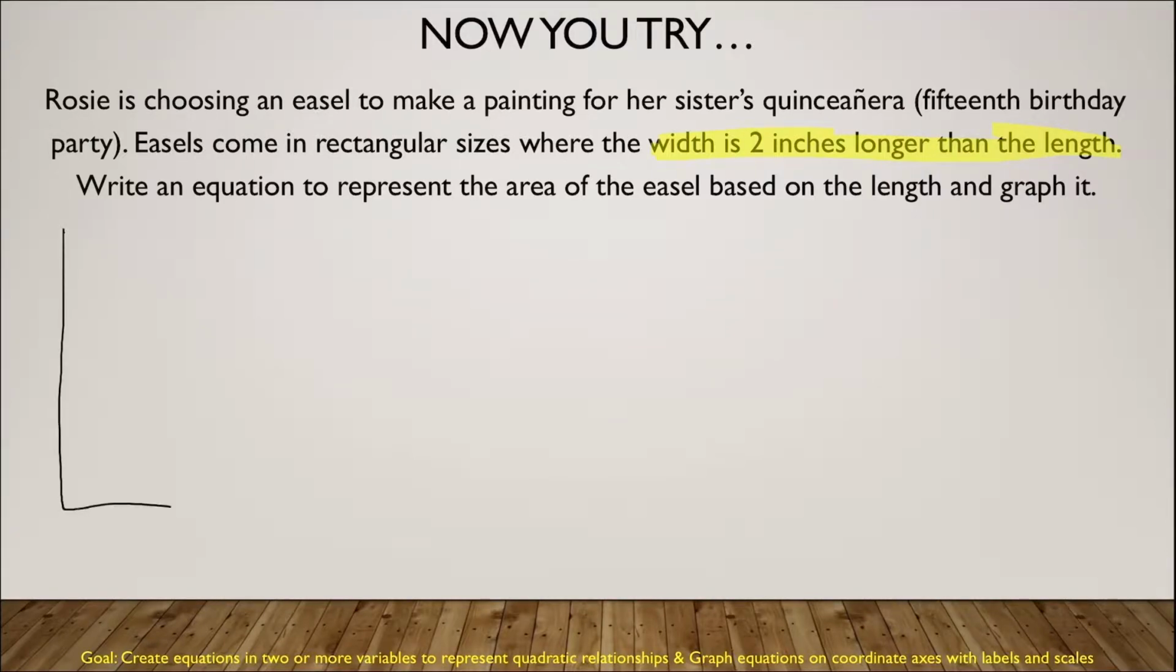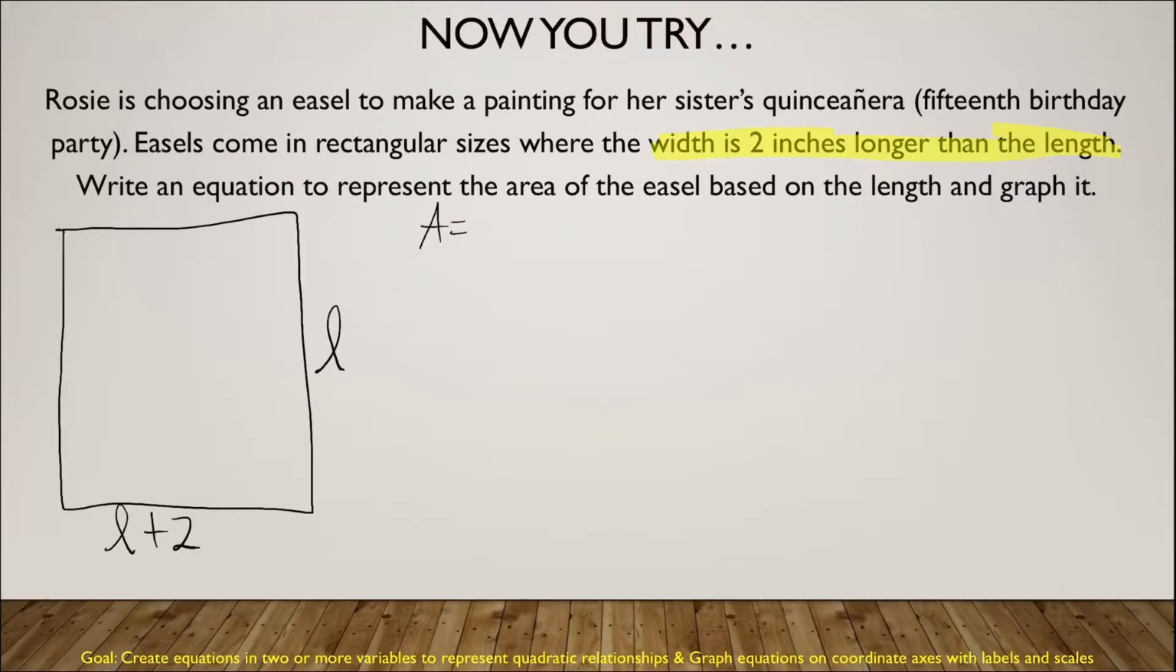So really we're looking for something like this. I have some painting. I know that I have my length right here, but my width is 2 inches longer, so it'd be my length plus 2. The question says, write an equation to represent the area of the easel based on the length and graph it. So my area, we learned last time, was length times width. So we can go L times L plus 2.